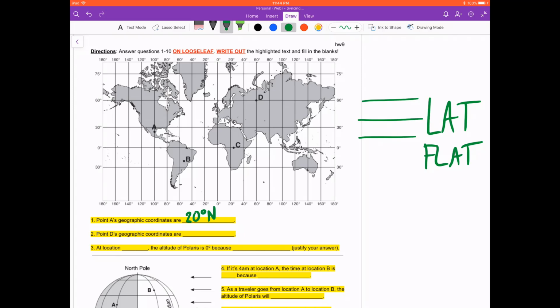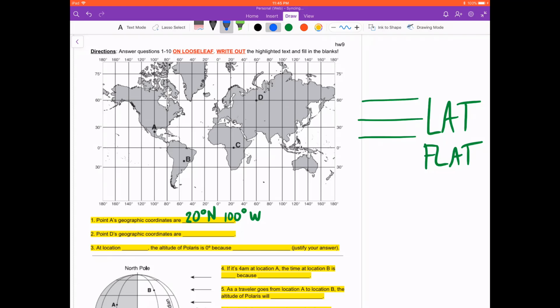And my line of longitude, here's the prime meridian over here. So it is west of the prime meridian and it is almost exactly 100 degrees west. So it's 100 degrees west of the prime meridian. And since we write latitude first, I have to have 20 degrees north and then 100 degrees west.